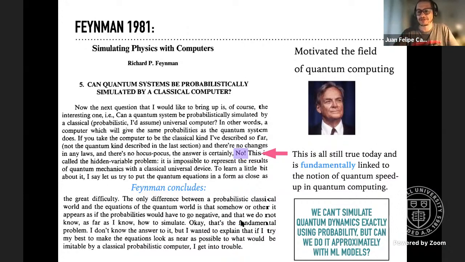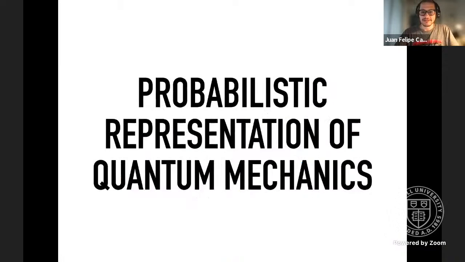But then we asked the question: can we do it approximately if we have machine learning models? Can we simulate quantum physics with probability, at least approximately? That's the question. And so first we came up with a probabilistic representation of quantum mechanics.